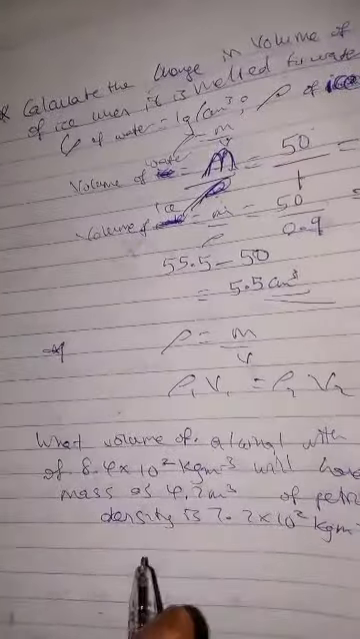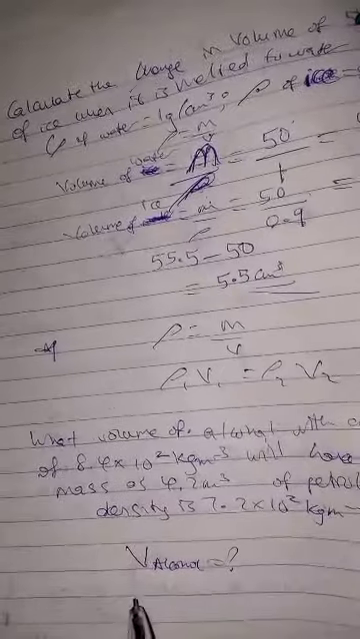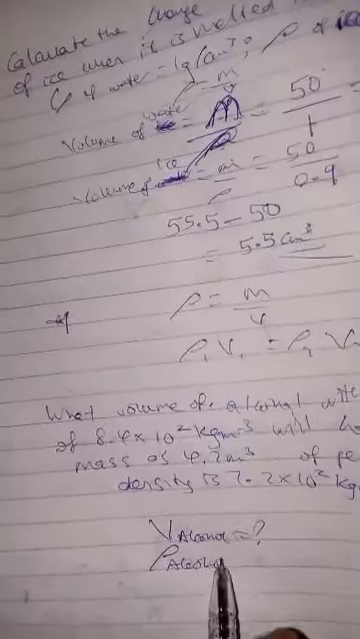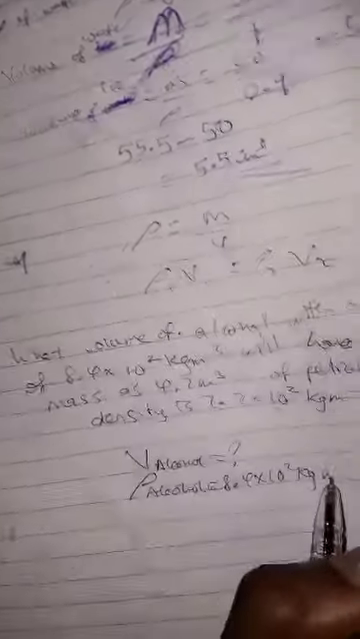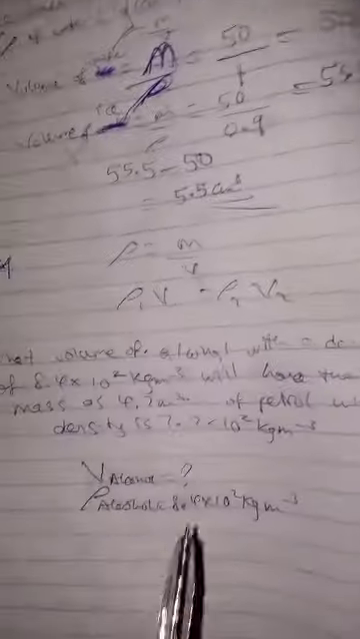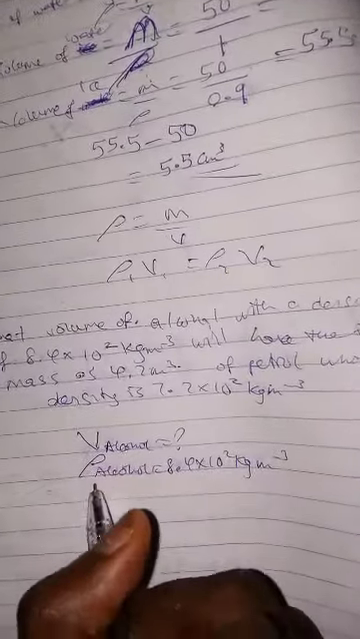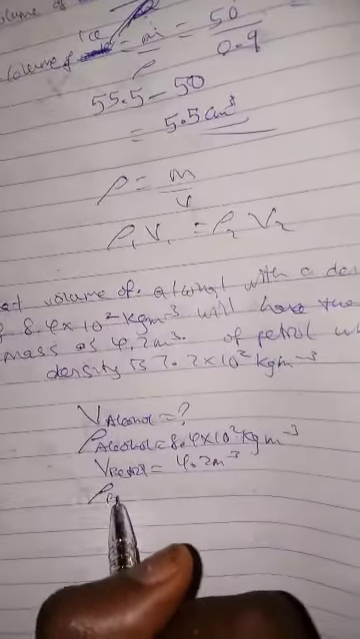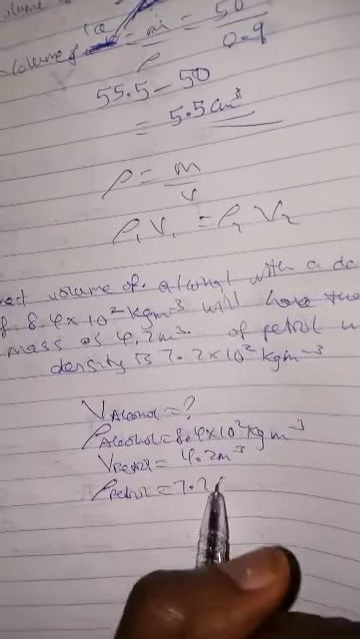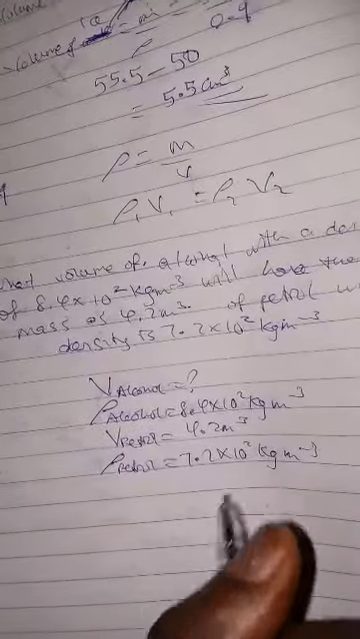They said the volume of alcohol, that's what you are looking for. Density of alcohol, that's what? 8.4 times 10 raised to power 2 kilogram per meter cube. Then they said we'll have the same mass as 4.2 meter cube of petrol. So volume of petrol is 4.2 meter cube. Whose density is what? 7.2 times 10 raised to power 2 kilogram per meter cube. Do you get it now? So I told you that mass is constant.